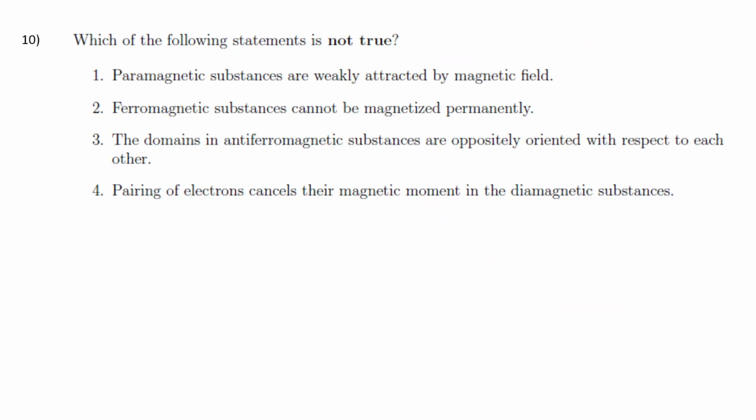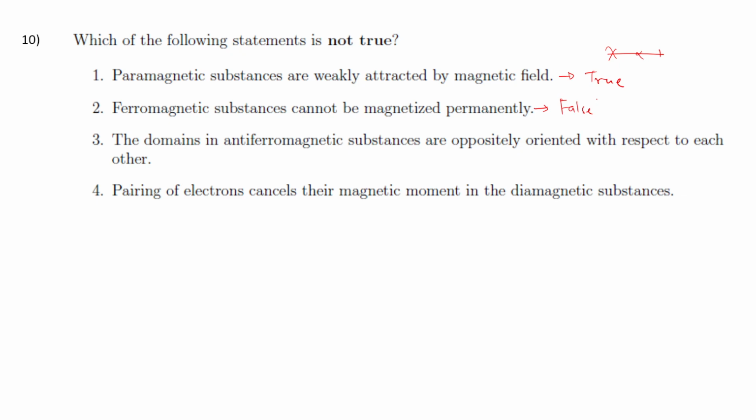Which of the following statements is not true? Okay, the paramagnetic substances are weakly attracted by the magnetic field. So paramagnetic substances have a magnetic susceptibility which is proportional to the magnetic field. So basically it means that they get attracted to the magnetic field. So this is true. Okay, ferromagnetic substances cannot be magnetized permanently. So this thing is false.